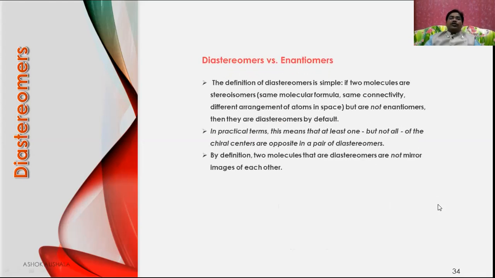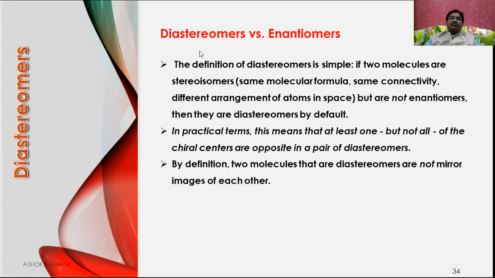That is what we are discussing: what are diastereomers. The definition of diastereomers is very simple. If two molecules are stereoisomers, with the same molecular formula, the same connectivity, and a different arrangement of atoms in space, but are not enantiomers, then they are said to be diastereomers by default. In practical terms, this means that at least one but not all of the chiral centers are opposite in a pair of diastereomers. By definition, two molecules that are diastereomers are not mirror images of each other.